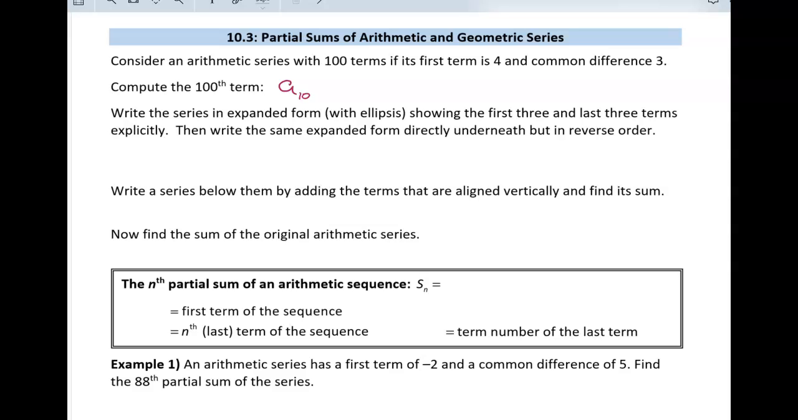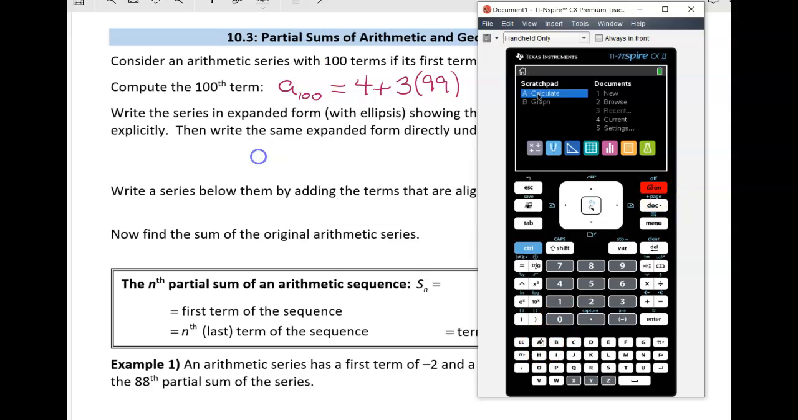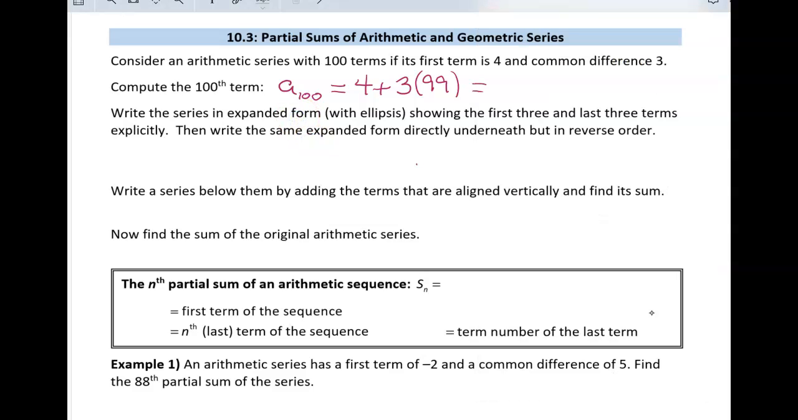compute the 100th term, we can take that first term 4 and we can add a bunch of 3's to it. If it's the 100th term, we can add 99 of those, or one less than the term number. And that means that the 100th term is 4 plus 3 times 99, which is 301.